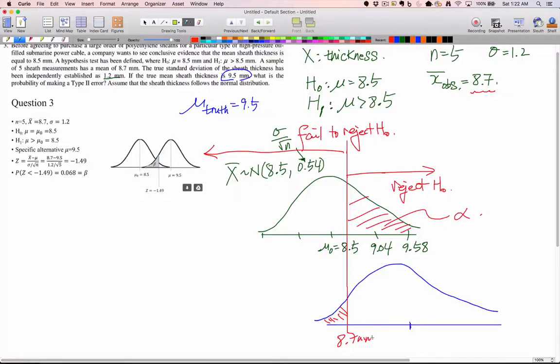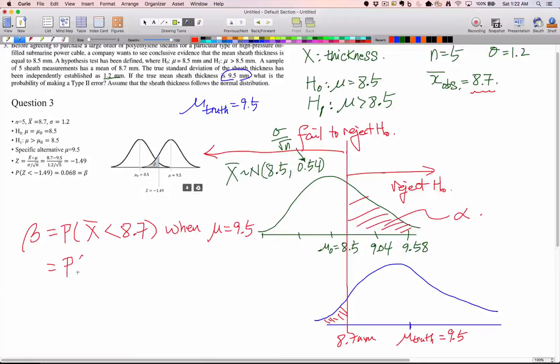millimeter, and this is the mu truth, which was assumed to be 9.5. So the probability of a type 2 error here, or your beta, is equal to the probability that x bar is less than 8.7 when the true value of mu is equal to 9.5.